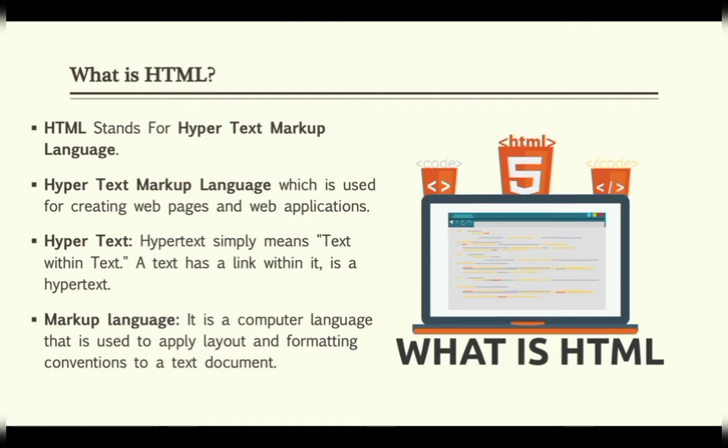In the same way, a markup language is a computer language that is used to apply a layout and formatting convention to a text document. HTML files have the extension .htm or .html. The latest browsers support .html and previous versions of browsers support .htm. So what is the difference between .htm and .html? Both do the same functionality in the web browser, but .htm supports the previous versions of web browsers, whereas .html supports the latest versions.